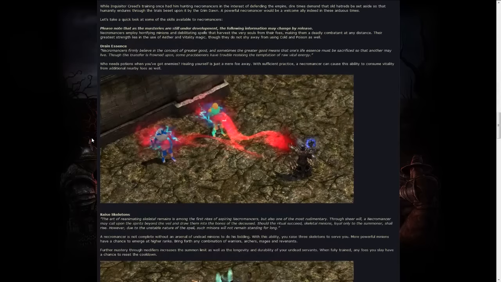So the first ability they show is Drain Essence. Necromancers firmly believe in the concept of greater good, but sometimes the greater good means that one's life essence must be sacrificed so that another may live. Though the transfer is frowned upon, some practitioners have trouble resisting the temptation of raw vital energy.